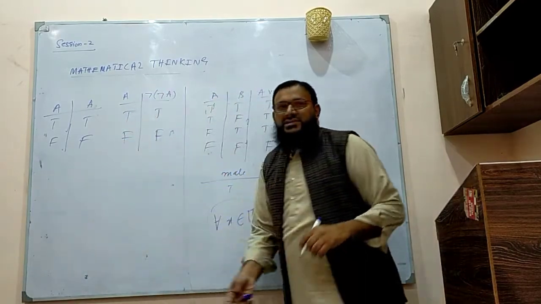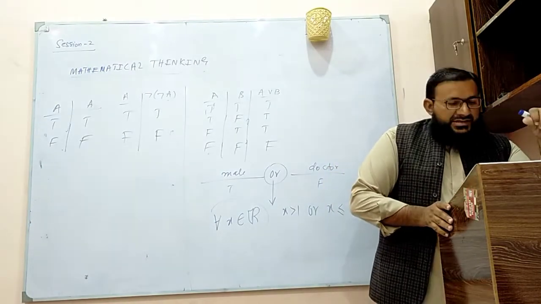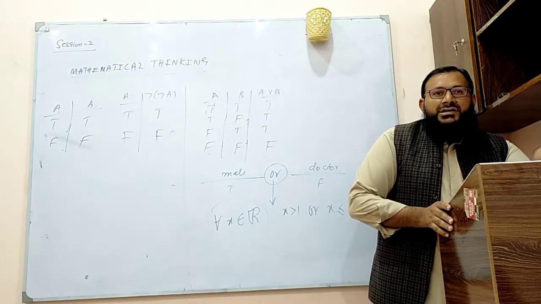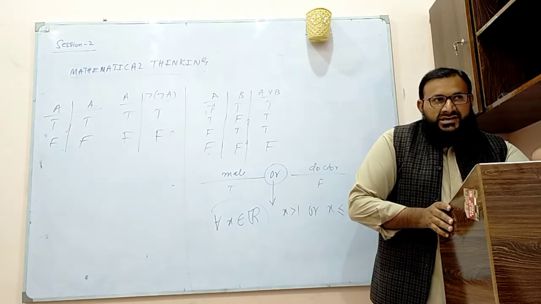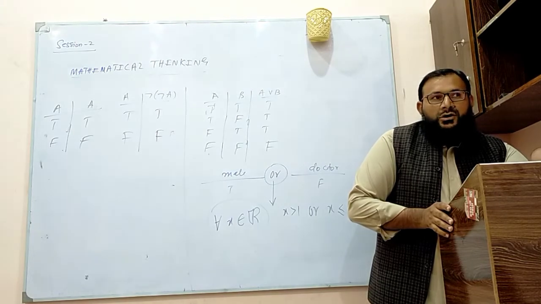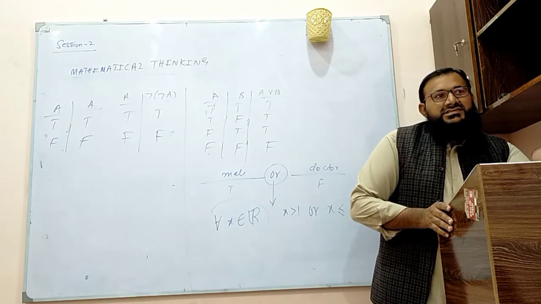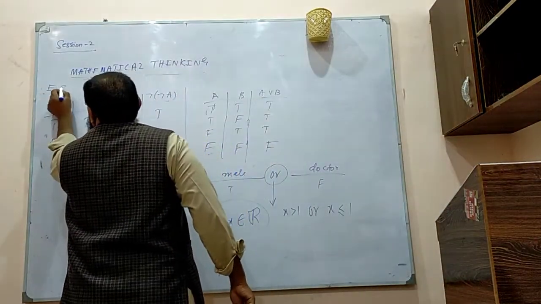So do you see any connection? This is reflection, yes. It means these statements are called equivalent statements. A is equivalent to A and A is also equivalent to negation of negation of A. These statements are called equivalent statements.